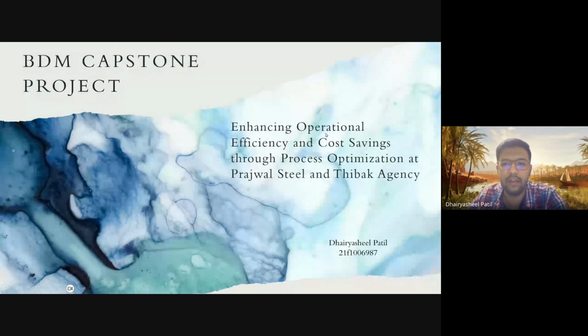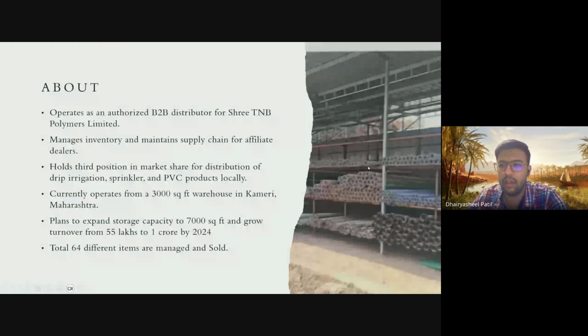So I named the project on the theme: enhancing operational efficiency and cost saving through process optimization. Essentially, this Prajwal Steel and Tibak Agency is a distributor for its main business. TNB Polymers is a company that deals with plastic polymers. They get polymer material from petroleum companies, and then they cast the different polymers required for agriculture. As you can see through the pictures, these are pipes and accessories used for agricultural drip irrigation.